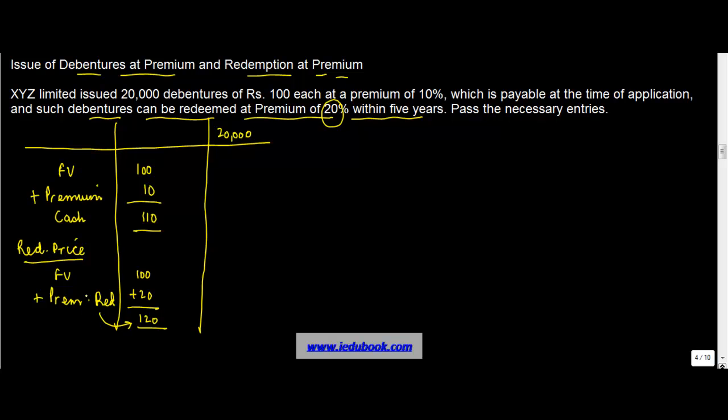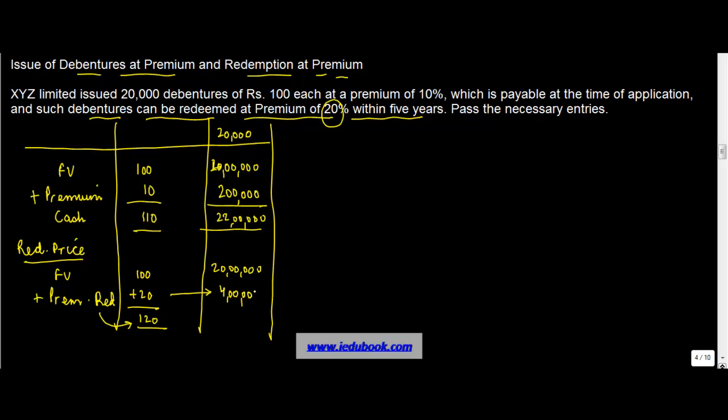If you do it in terms of the number of debentures that are to be issued, you multiply each one of them with 20,000. So the face value becomes, premium becomes, cash received becomes, okay, face value again the same as it was above, premium on redemption 20 into 20,000, and the total amount to be paid becomes, right?